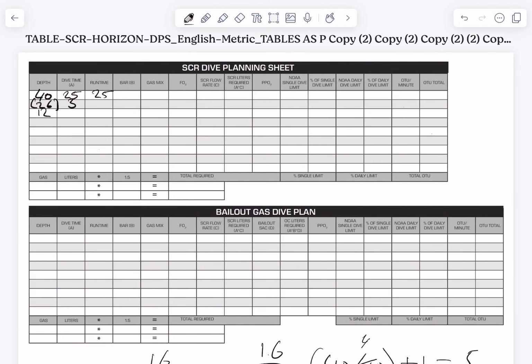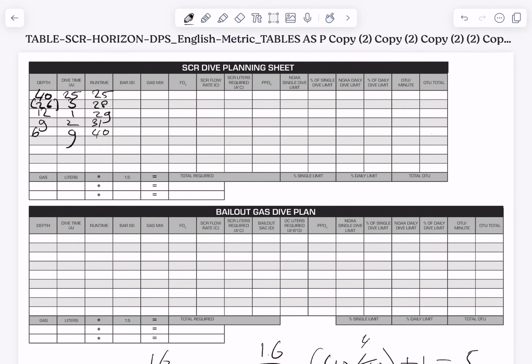Now then, if we look at our plan, we had 1 minute at 12, 2 minutes at 9, and then 9 minutes at 6. So with this information, I can fill also the runtime out. So I have 25 plus 3 is 28. I have 28 plus 1 is 29. Let me just do that a little bit nicer. I have 29 plus 2 is 31. And then I have plus 9 is 40 minutes of runtime.